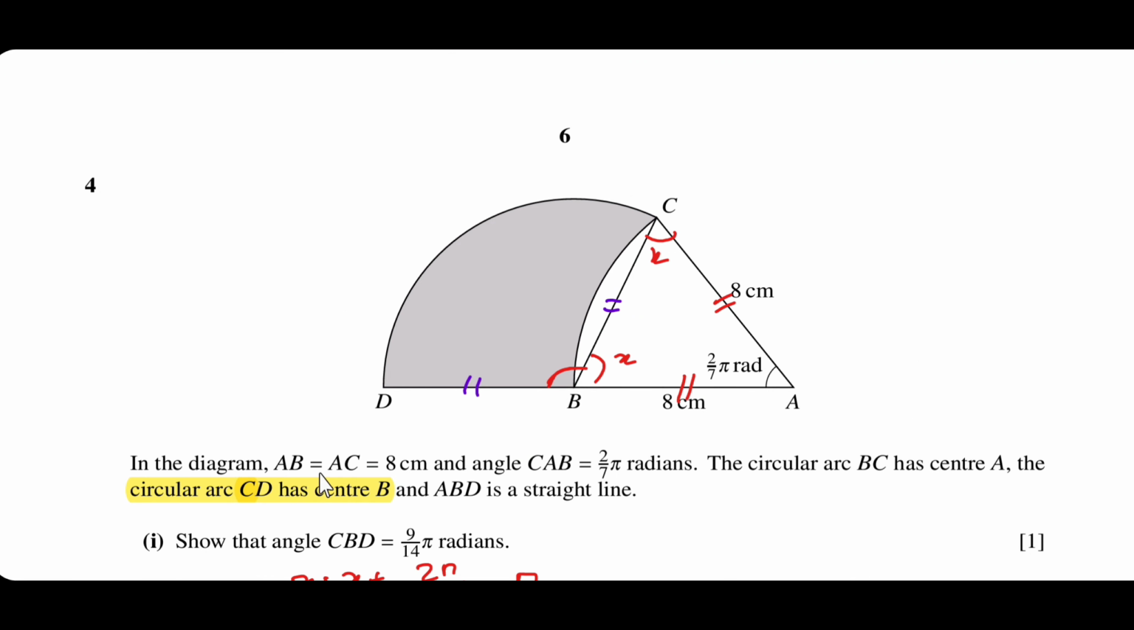The diagram shows AB is equal to AC is equal to 8. So the length of AB is equal to the length of AC. That means these two lengths are the same, which means this is an isosceles triangle.